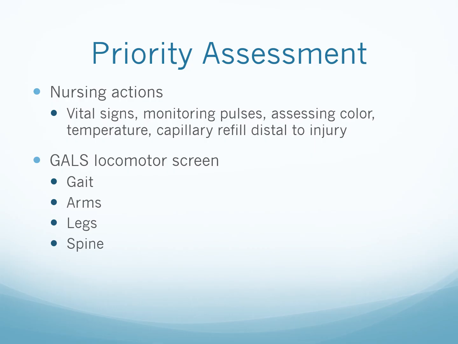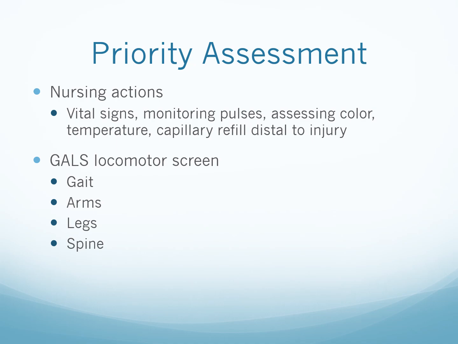And the second part of the slide introduces the GALS locomotor screen. GALS stands for Gait, Arms, Legs, Spine. This is a quick screening assessment used to identify musculoskeletal abnormalities and determine whether a more focused assessment is needed. So first we observe gait. Is the patient walking steadily? Are movements smooth and coordinated? Is there any limping, shuffling, guarding, or imbalance?